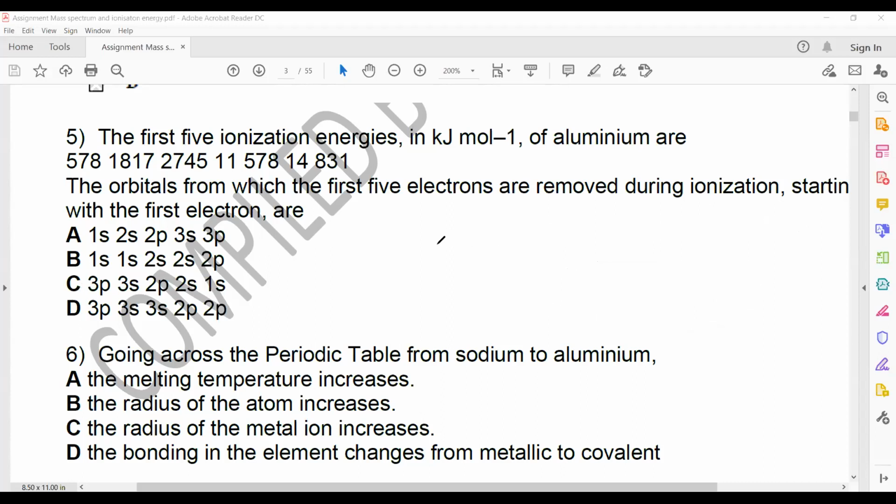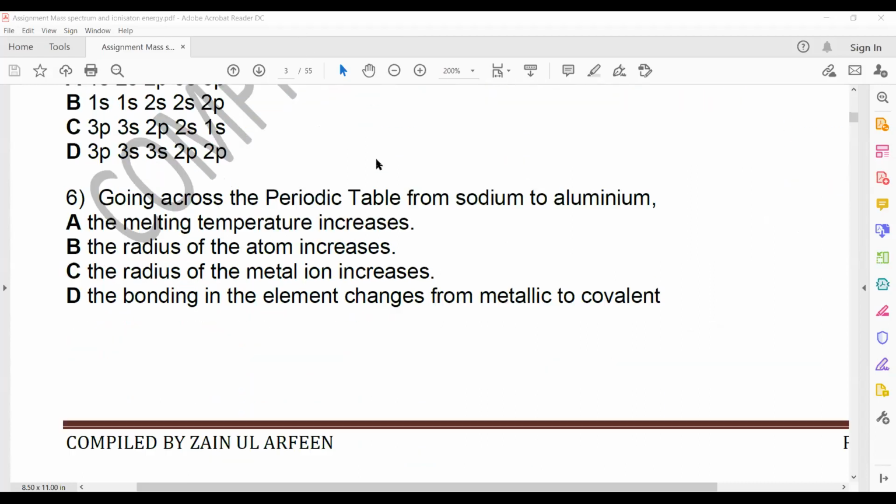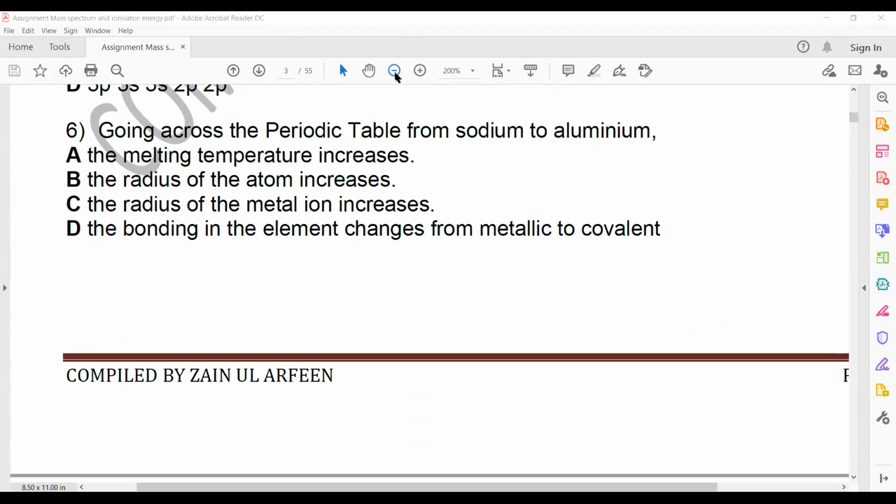Then going across the periodic table from sodium to aluminium. So moving from sodium to aluminium, what happens as we move across the period? Sodium will be there, magnesium is smaller in size, aluminium further smaller. Melting point increases, that's true. Atomic radius increases, that's wrong. Radius of a metal ion increases, that's wrong.